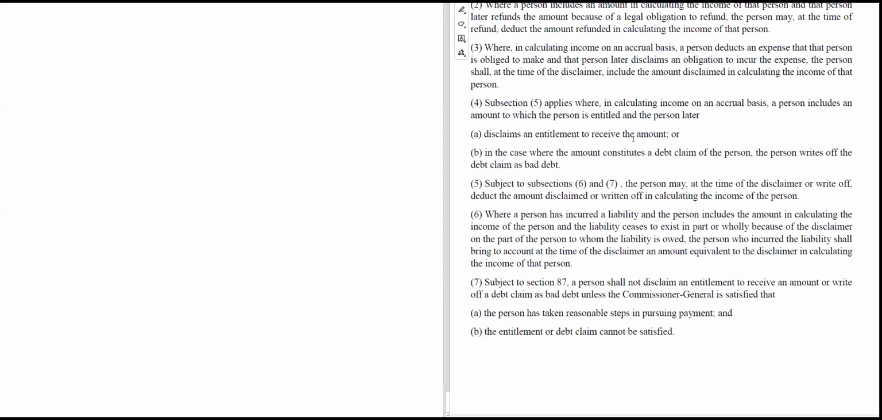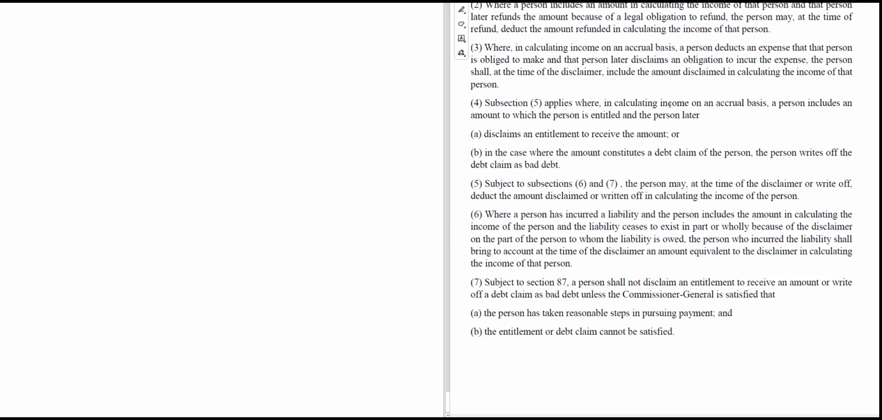And this applies where you are calculating income on an accrual basis and you include an amount which you are entitled to, and then you later disclaim an entitlement to receive that amount from another person, or in the case where the amount constitutes the debt claim of a person, you write off the debt as a bad debt. So in simple terms, when you have to receive an amount and you couldn't receive it and you wrote it off as a bad debt, do you get the idea?